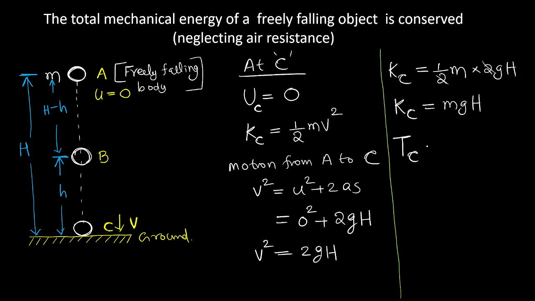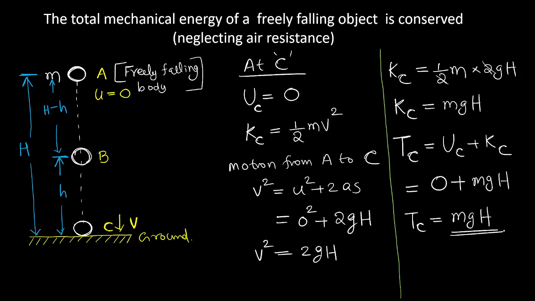So total energy at C equal to potential energy at C plus kinetic energy at C. Potential energy is 0 at C. Kinetic energy, I got mgh. Total energy at C equal to mgh. Understood? Everyone clear?